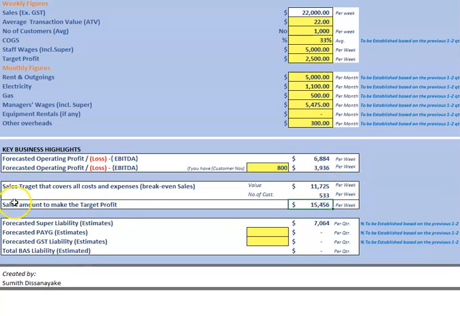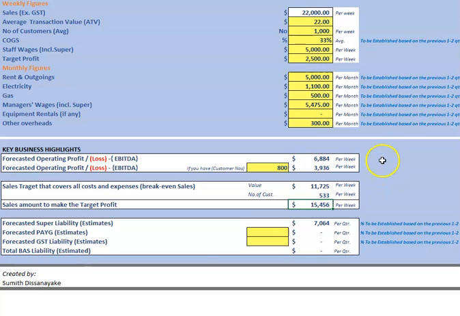And the next thing here, it says, how much of sales I need to make to achieve my target profit of 2,500. If you make 456 dollars every week, you will achieve your target profit with the numbers here. Right? Isn't that good enough? So now you can understand your business better, and then you can change a few things to get a better outcome from your business.